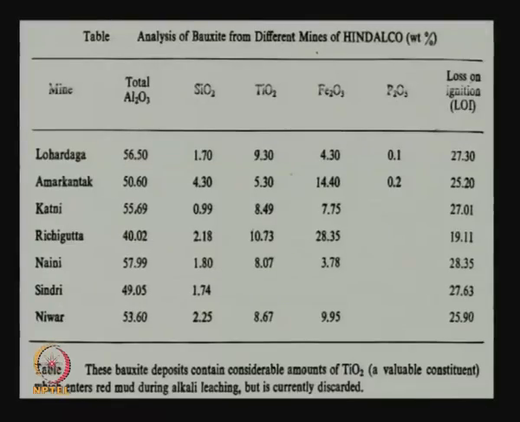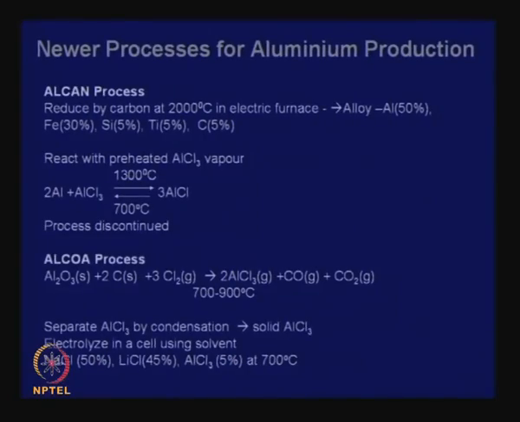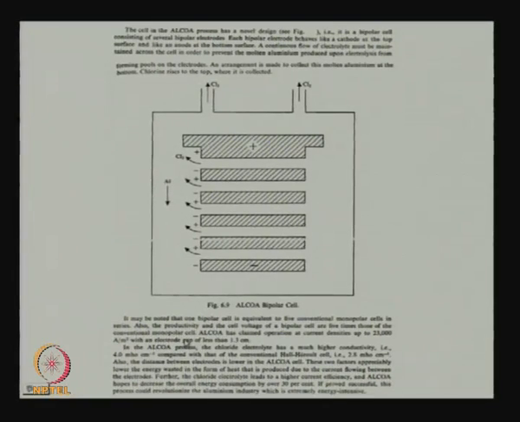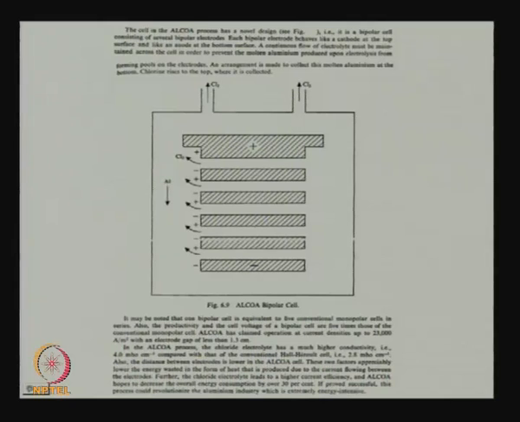But before that, this is the Alcoa process, this is how we can write it: AlCl3 by condensation, solid aluminum, etcetera. Now, the cell that Alcoa tried was also very interesting. This cell had what we call bipolar electrodes, these are graphite electrodes suspended horizontally in this electrolytic cell. And they were bipolar, means one side of this was negative, other positive, negative, positive, negative, positive.